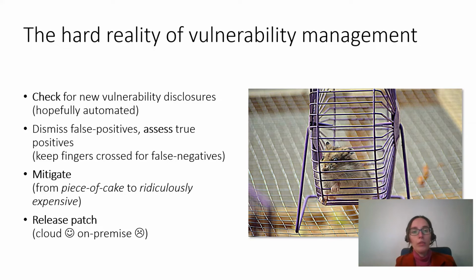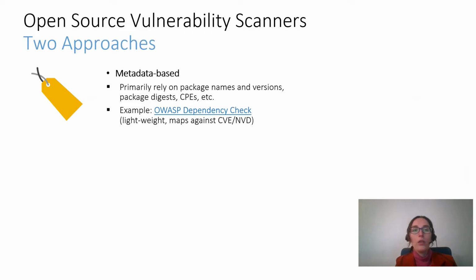What is available in order to support this process of vulnerability management? There are two main approaches for open source vulnerability scanners. The first one is based on metadata. So the idea is to map vulnerabilities to the packages that are used as dependencies of an application by using their names and their versions. One example of these tools is the OWASP Dependency-Check.